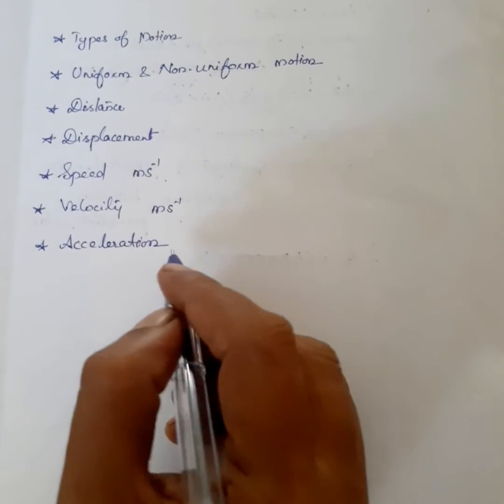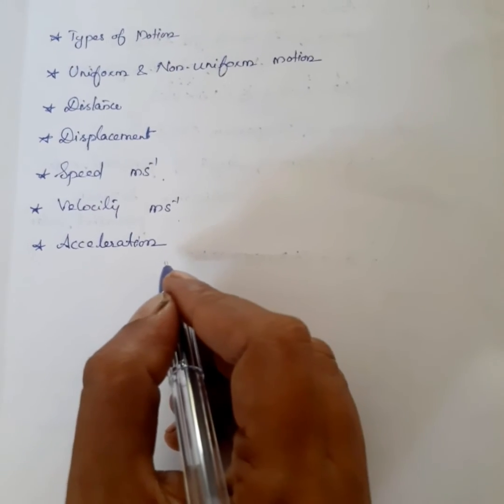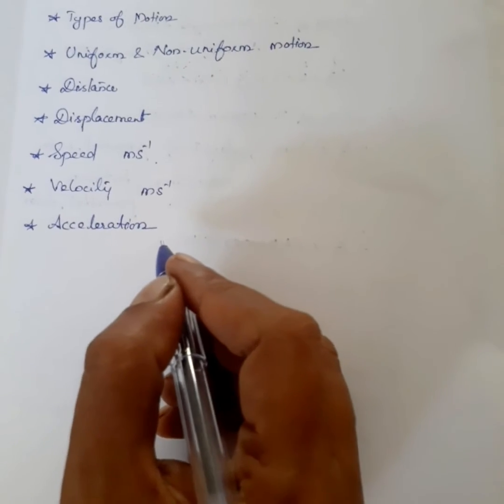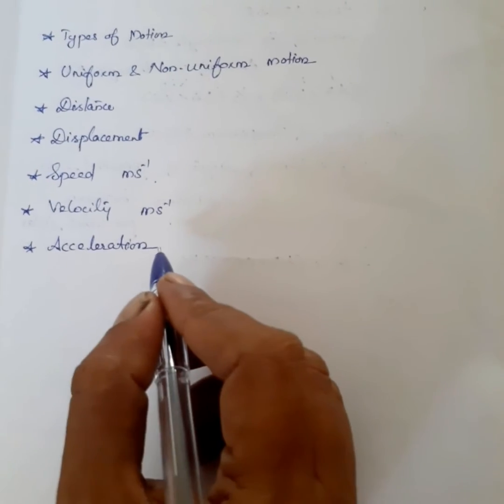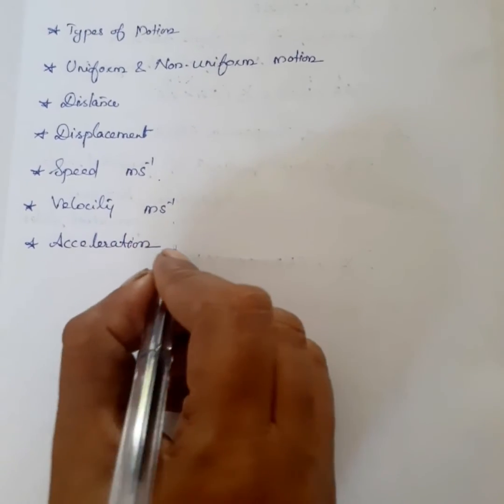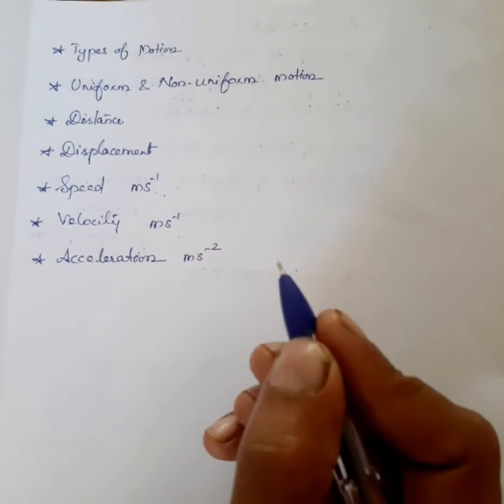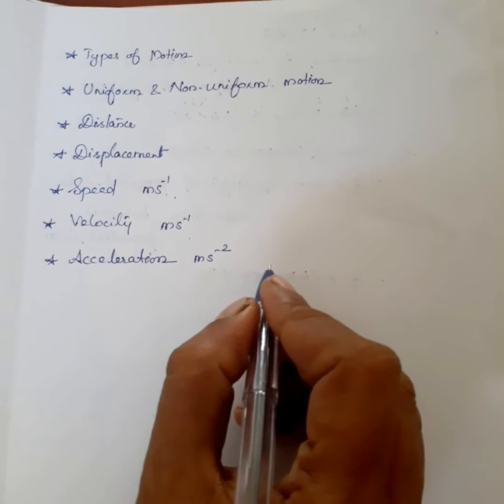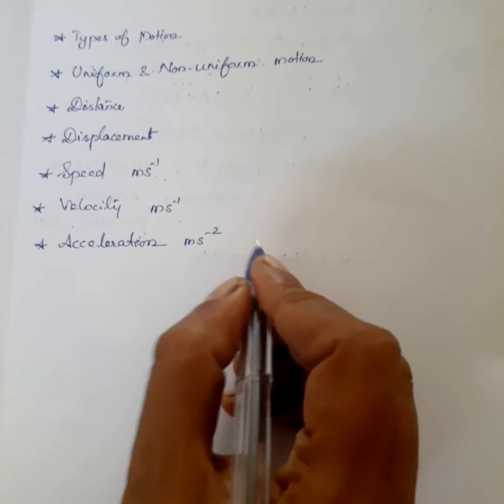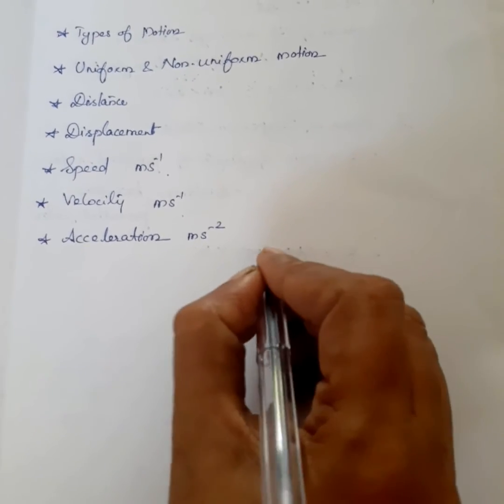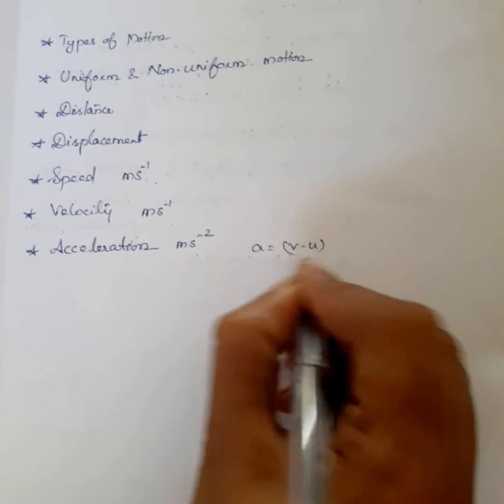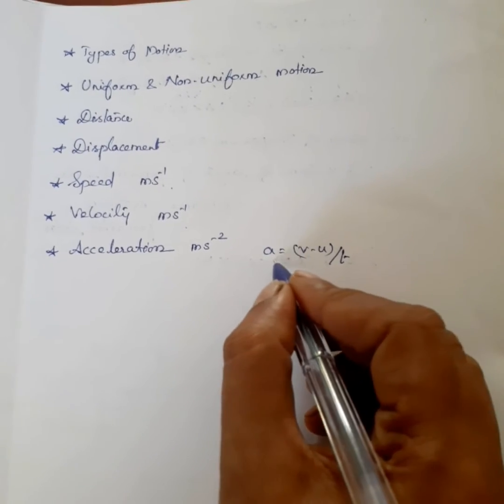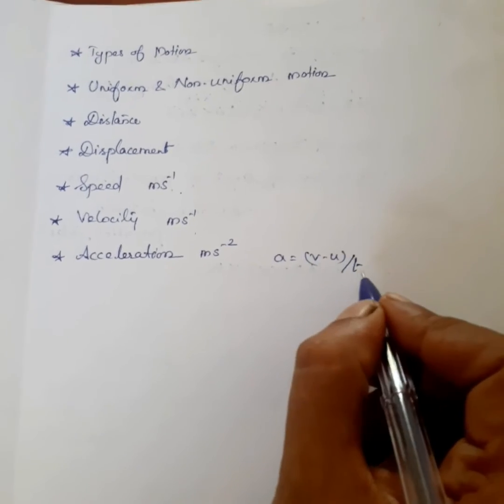Next one is acceleration. Acceleration is the rate of change of velocity, or the change of velocity in unit time. It is a vector quantity. The SI unit of acceleration is meter second power minus 2. Change in velocity means final velocity minus initial velocity. So acceleration a is equal to v minus u by t, where v is the final velocity and u is the initial velocity.